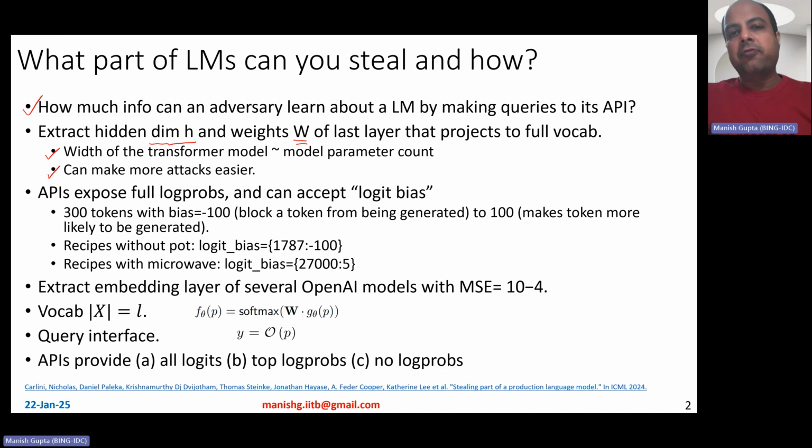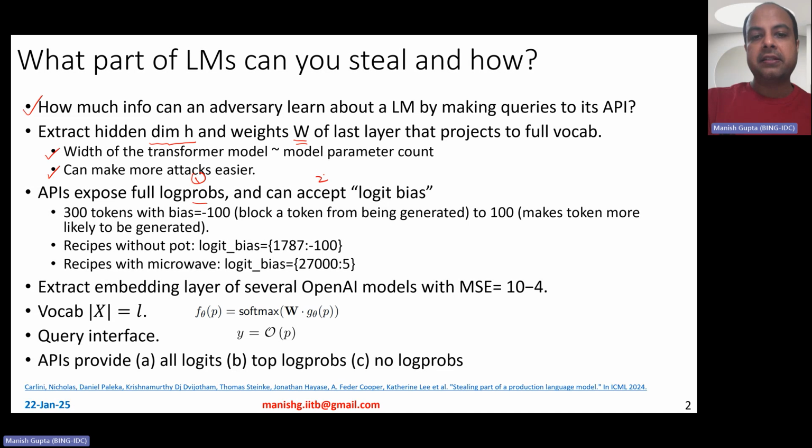Now what kind of APIs are we talking about? OpenAI APIs, for example, expose log probabilities. They don't just predict the next few tokens, but for the next few tokens, you can also ask what the log probability of the generation of that token was. So one, they expose log probabilities. That's the first part.